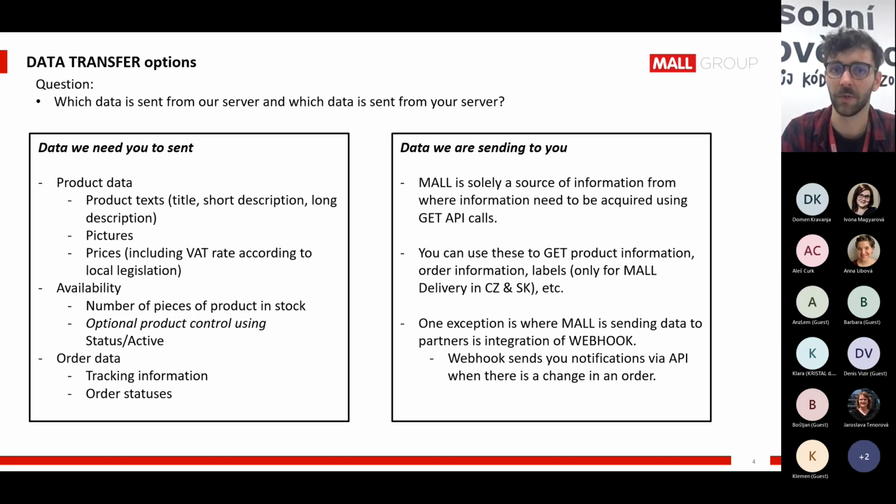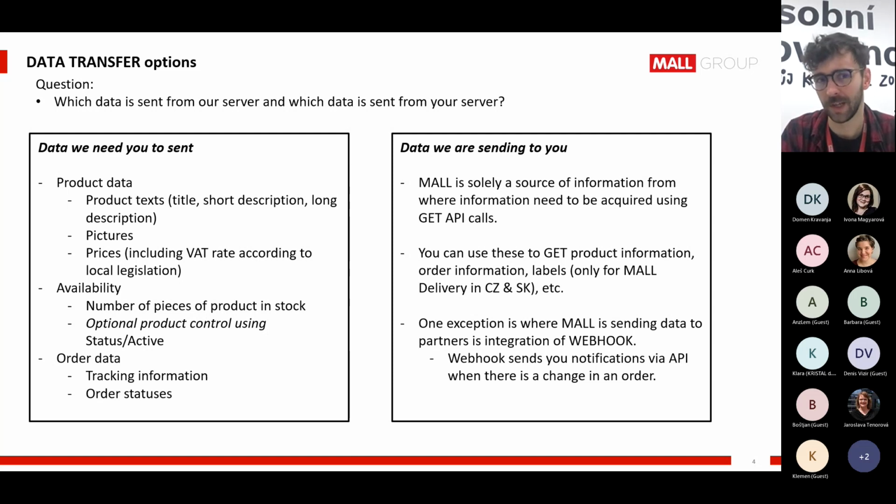About the data that we are sending to you, there is not much of it. But what is important to say at this point is that Mall makes all the data available through API for GET API calls. What this means is that we are basically a source for you, and at any given moment that you need, you can look for the information. That information may be available either in the portal or in the API, and you can get it if you are in need of that information about either an order or some product.